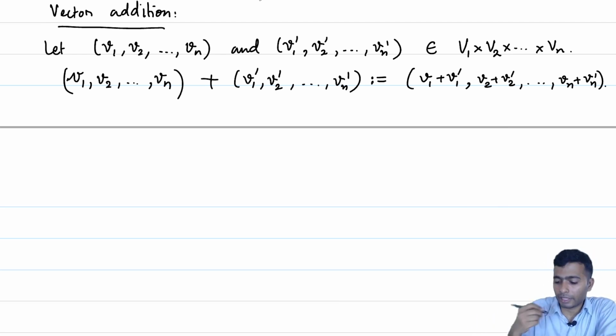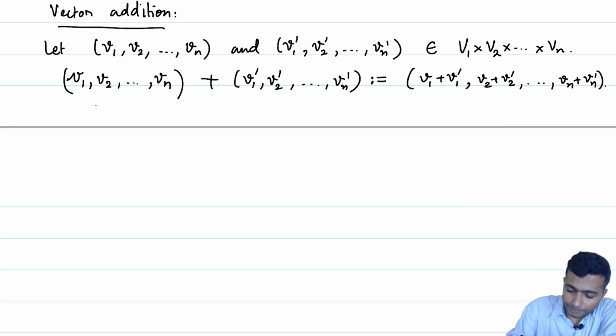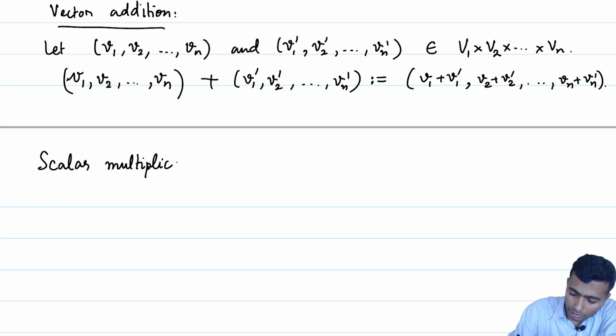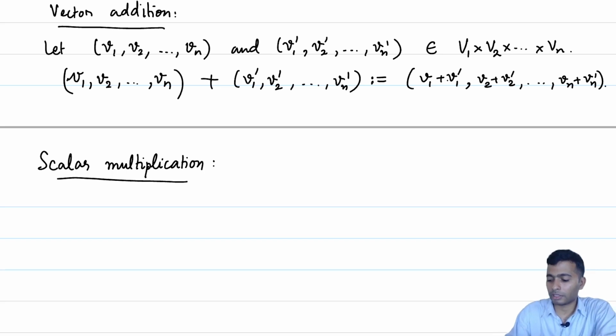Similarly, we will define scalar multiplication also component wise. Scalar multiplication. Needless to say, these are closed operations both, but it is something which you should certainly check. v1 plus v1 prime is going to be an element of V1 again, because V1 is closed under vector addition, and similarly for all components.